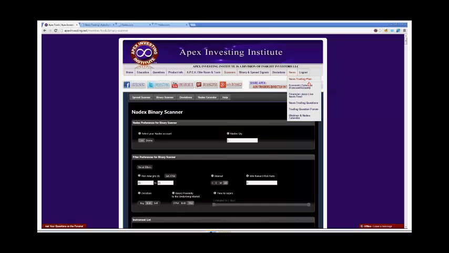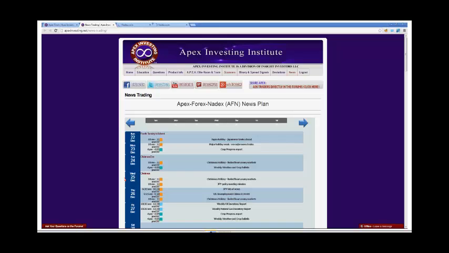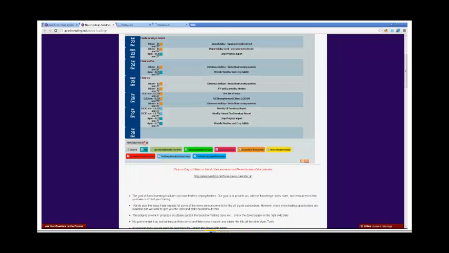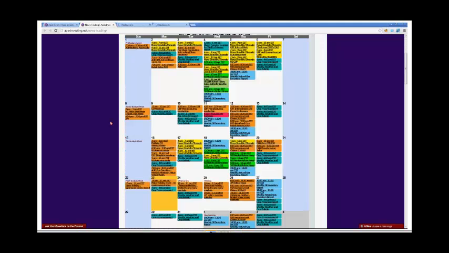One is we have this news trading plan, which, by the way, is free on our website. So feel free to come over. We go through and we analyze all the news for the week, and we tell you, hey, here's what to expect, and here's how far markets move.